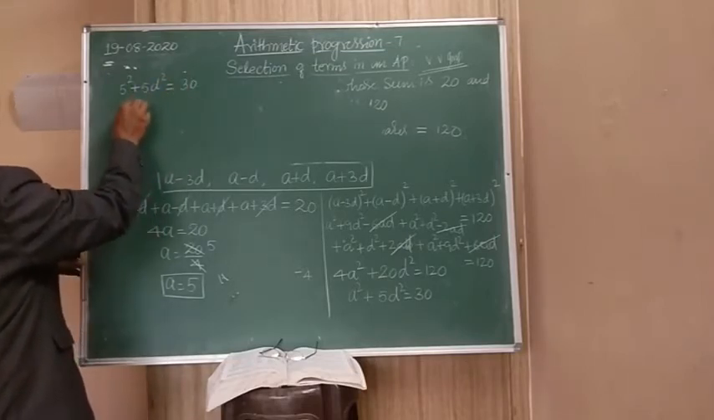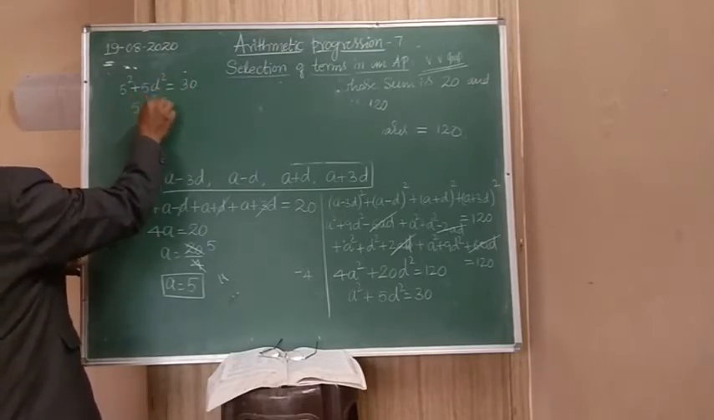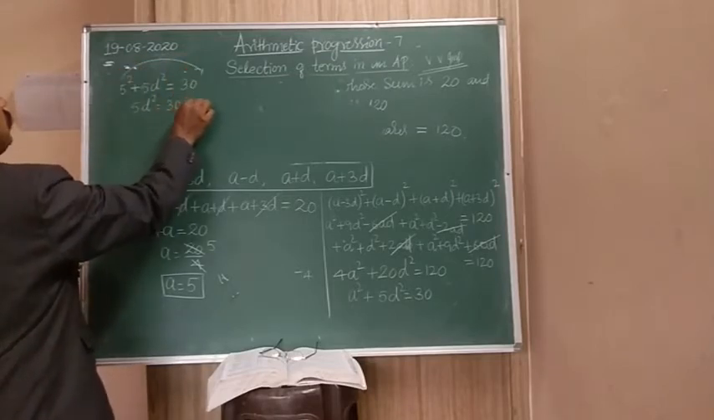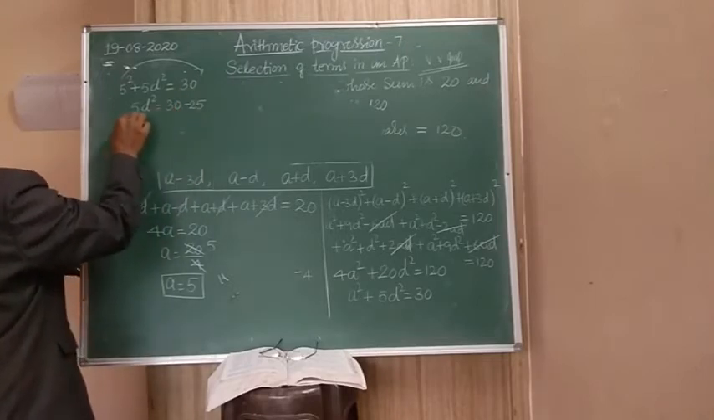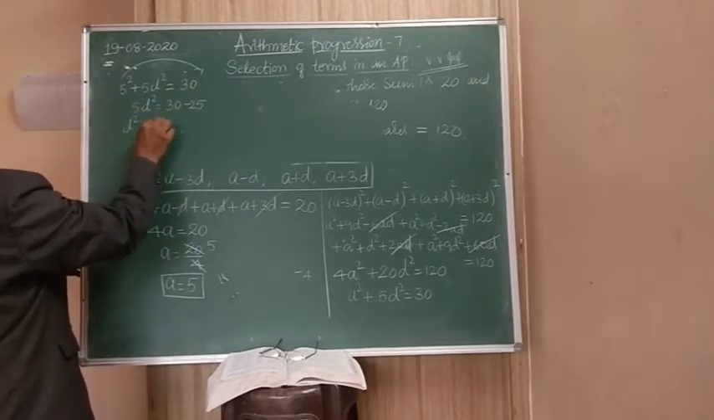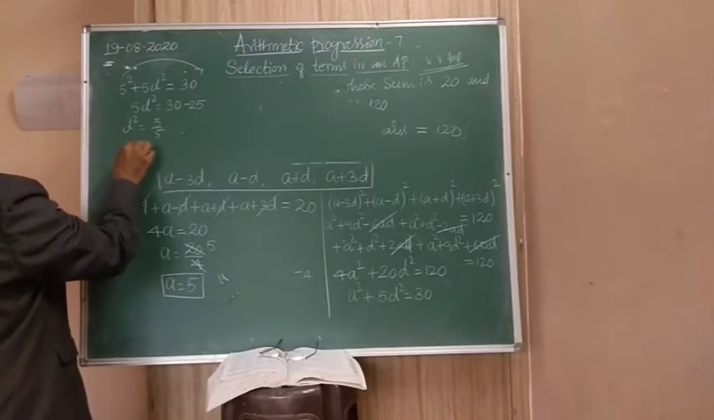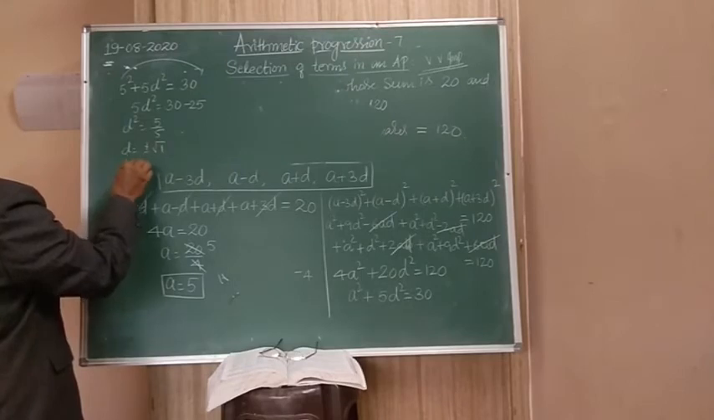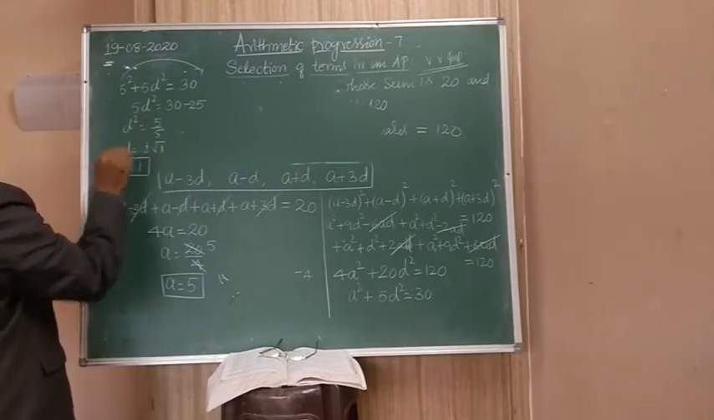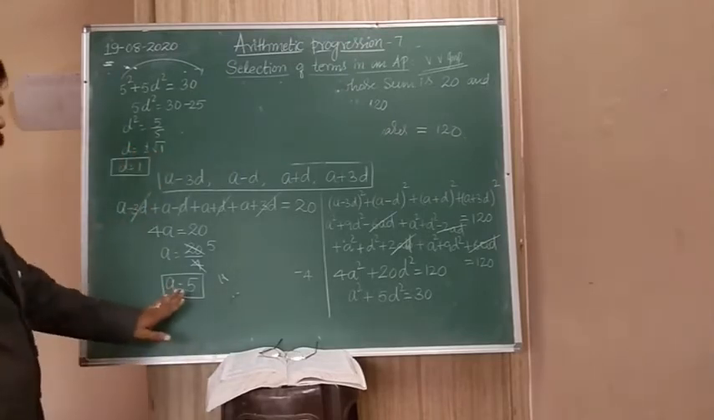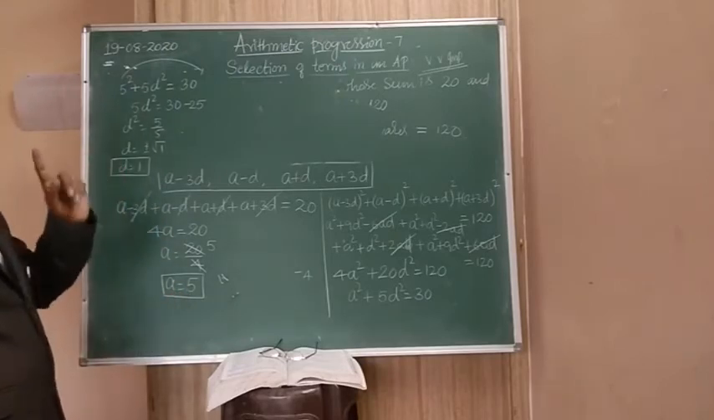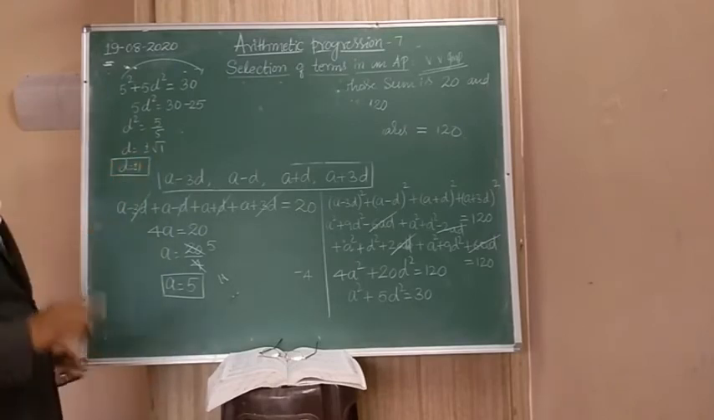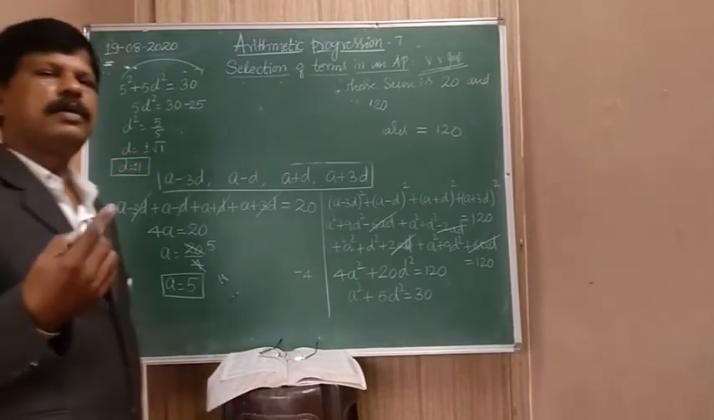Then 5D square is equal to 30. Shift this 5 square to this side, minus 25. Then D square is equal to 5 by 5. Then D is equal to plus or minus root 1. D is equal to 1. So, A value is 5, D value is 1. So, plus or minus 1. So, you can take plus 1 one time and minus 1 next time.